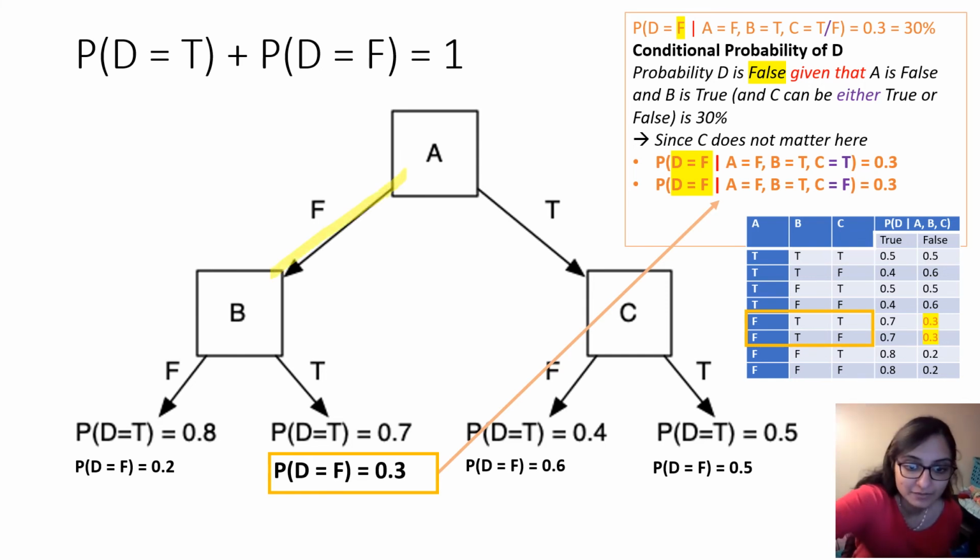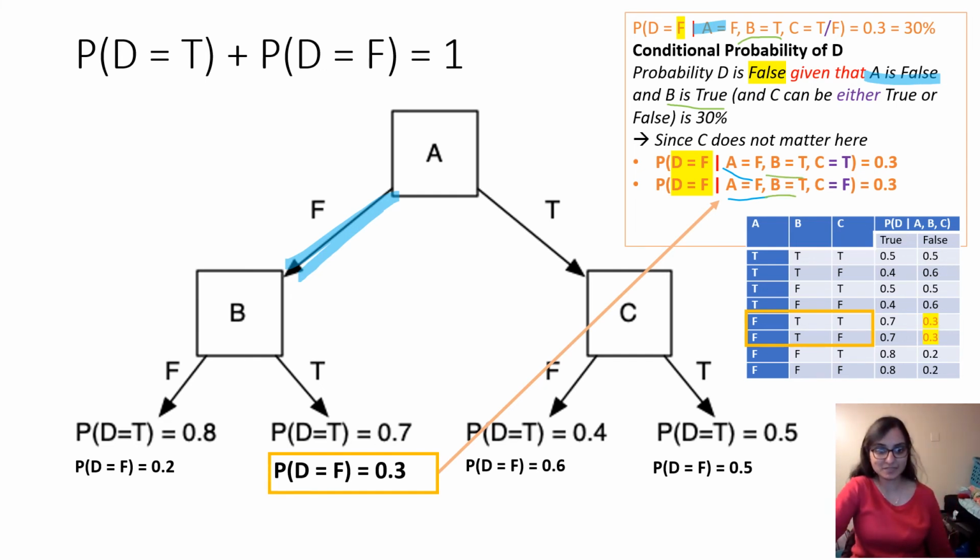Given that A is false, like this part, A is false. Oh wait, let me represent it better. A is false. Okay, so you can see that there. A is false. Maybe I'll just underline it. And A is false here, and B is true. It doesn't matter what C is, but what we see here is that A is false and B is true. So that's what we're going with: A is false and B is true.